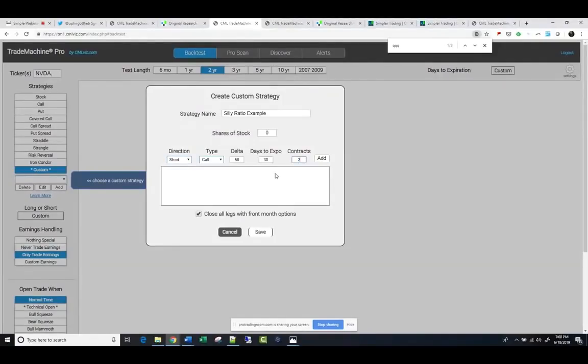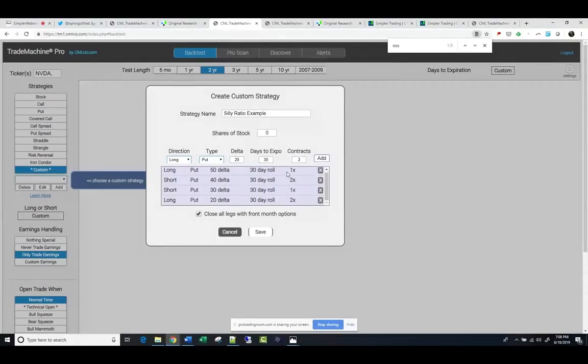Actually, what do I want to do? No, actually, I'm going to do a real ratio. I'm going to go long 50 delta put 30 days out once. I'm going to go short 40 delta put 30 days out twice. I'm going to stay short. I'm going to do a 30 delta put once. And I'm going to cover it all up by going long a 20 delta put twice.